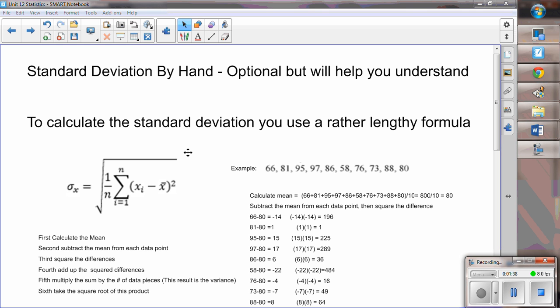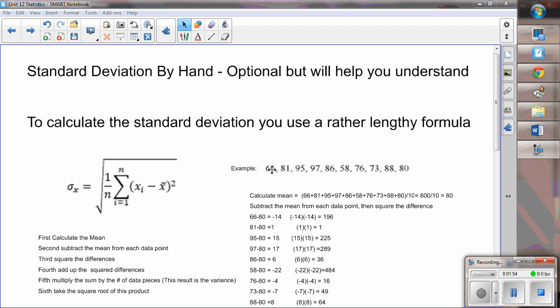Now if you remember, before you take the square root, this would be sigma squared. That is the variance, and that is actually step 5. So you actually calculate the variance first, before you take the square root to get the standard deviation, when you do your calculations by hand.